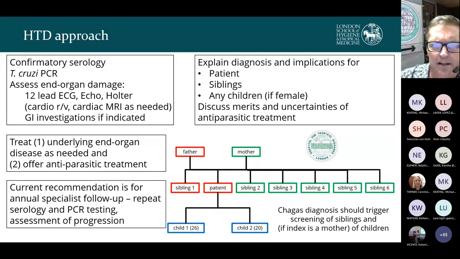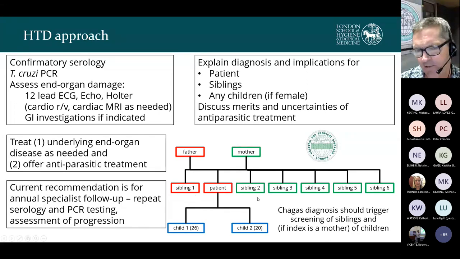Of course, this isn't just a diagnosis that's important for the patient. The patient's siblings are likely to have had very similar exposures, both to their mother, but also to the environment in which they've grown up. So we advise them to advise siblings to undergo testing. And if the patient is a woman, then we counsel them about future pregnancies and talk to them about getting their existing children tested. This, for example, is the tree for the Brazilian lady I mentioned.